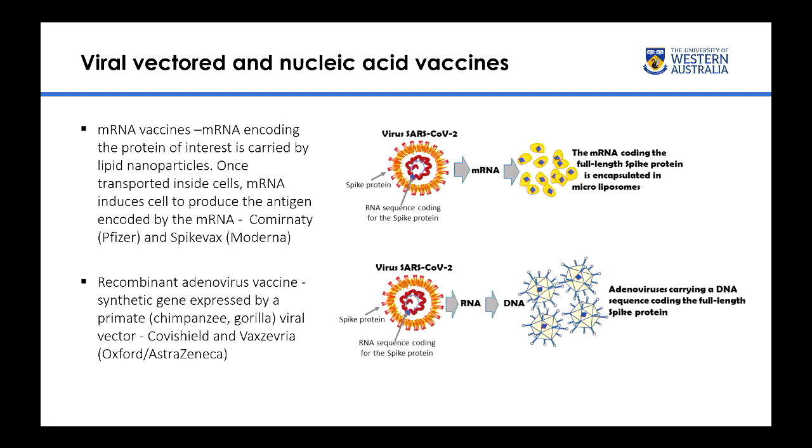Recombinant adenovirus vaccine, so that is a gene expressed in an adenovirus from a non-human primate, for example, chimpanzee and gorillas, and that's because if it was in an adenovirus that causes infections in humans, you might have immunity against it already because you might have been exposed before. But very rarely people are exposed to chimpanzee or gorilla adenoviruses, so therefore you don't have immunity to that yet. And an example of that is Covishield, the Oxford AstraZeneca vaccine, which is not being used.